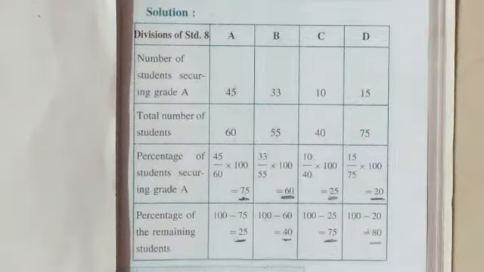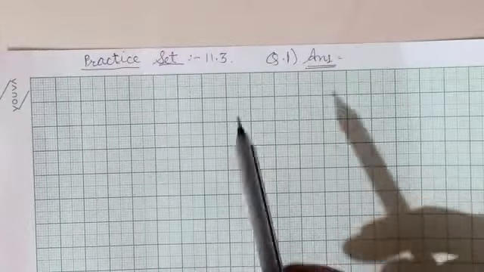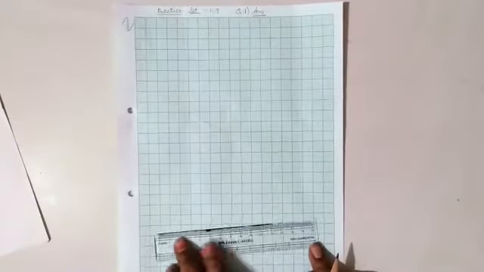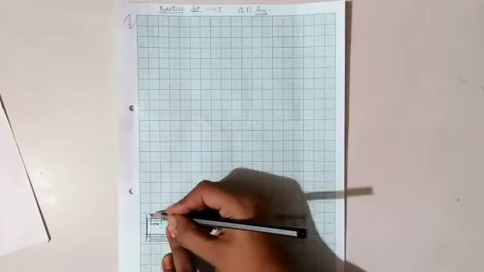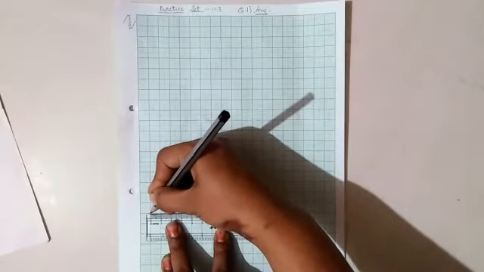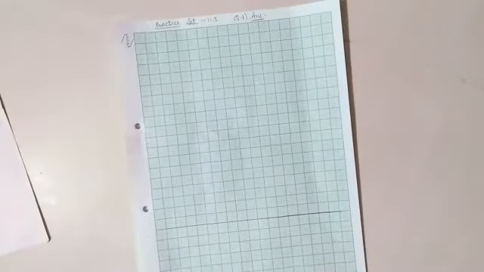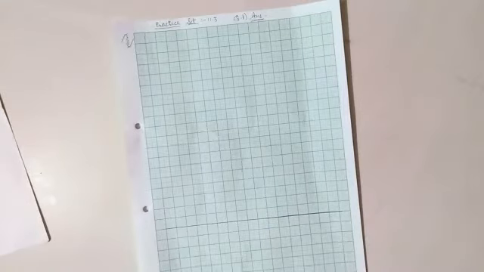So let's draw it. Now students, in this way you have to take a graph paper. At the top of the graph paper you have to write practice set number 11.3, question number 1. Now draw the axis X by leaving 4 to 5 lines from the bottom. Now here you have to draw everything with the pencil and the scale only, but for your understanding I am using the sketch pen to highlight each and everything.